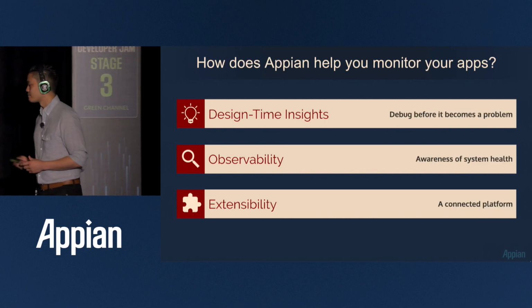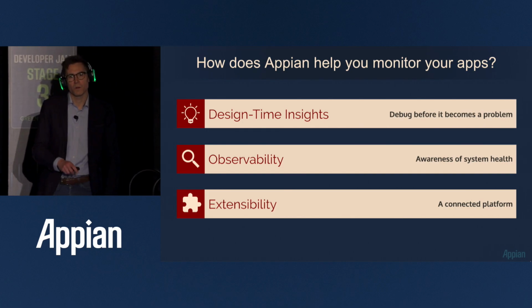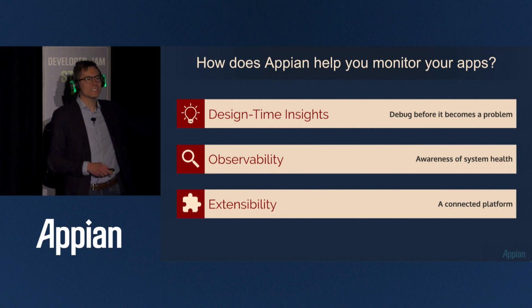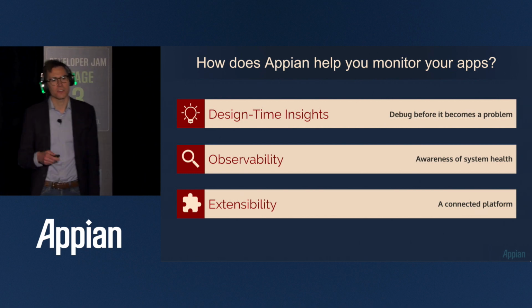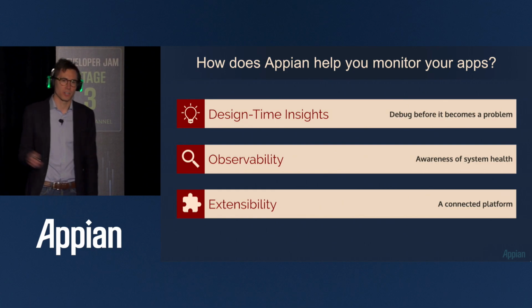So how does Appian help you monitor your applications? Well, we've broken it down today into 3 major categories. We have the insights that we provide you as you're designing your application so that you can be aware of issues and fix them before they ever get to production.